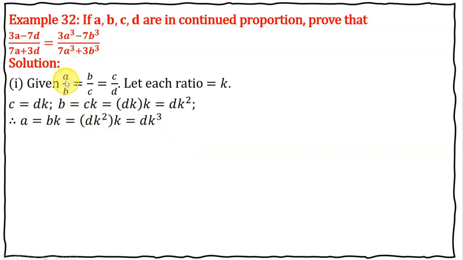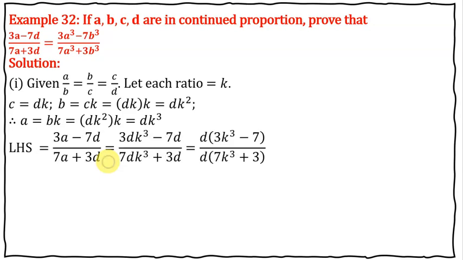Next, a/b is equal to k, therefore a is equal to bk. Substitute the value of b. What is b? It's dk². It's dk² into k. Therefore the value of a is dk³. Okay, these are the values of a, b and c. Now next, consider the LHS.